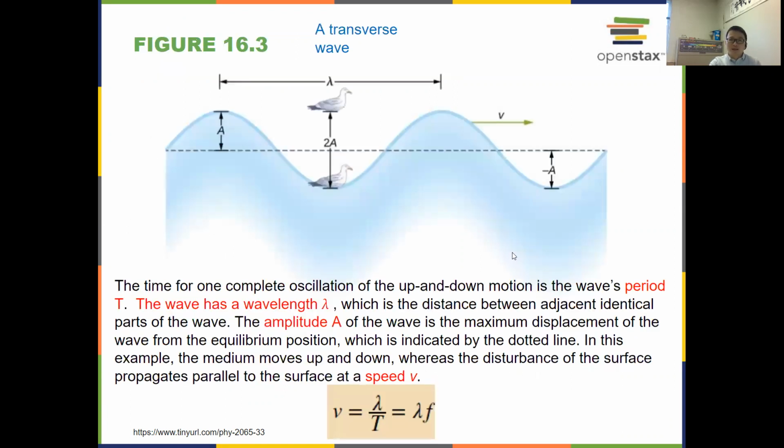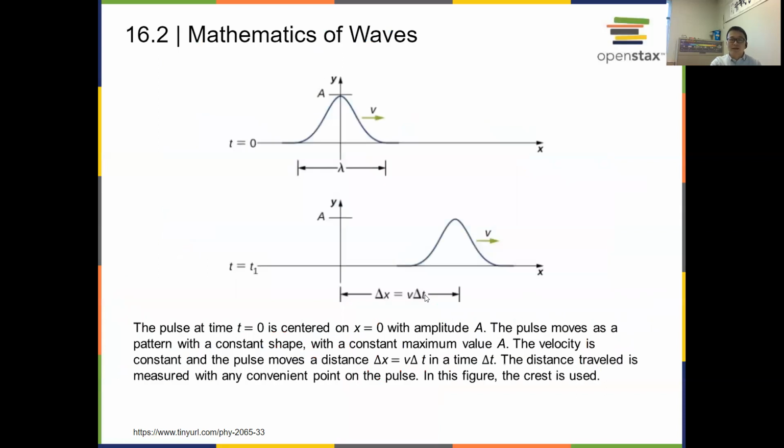For a wave, there are these quantities we use to describe it: the wavelength, the amplitude of the medium oscillating, the period of the wave, and the speed of the wave. The speed of the wave will be lambda over the period, or lambda times the frequency. The mathematics of waves, we looked at last time as well.